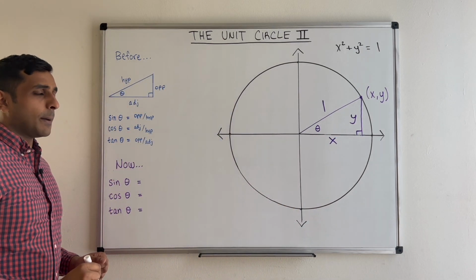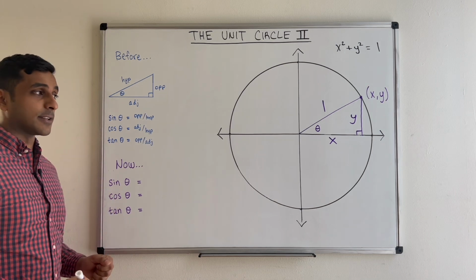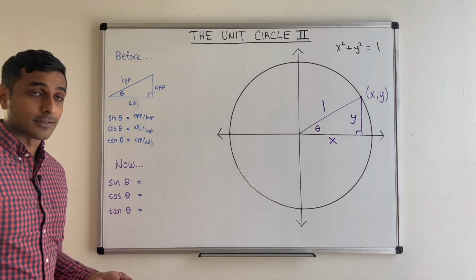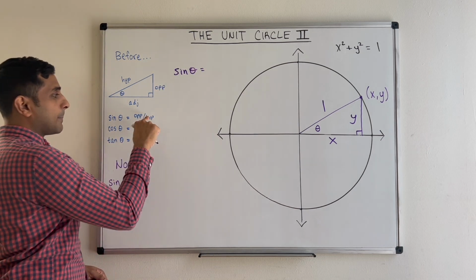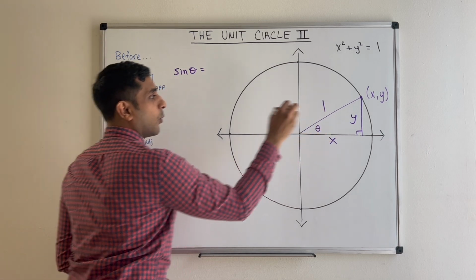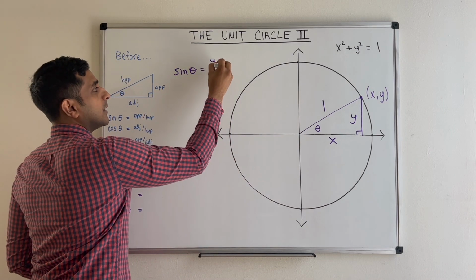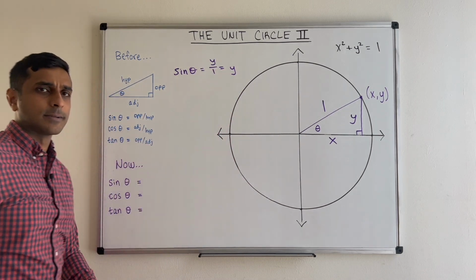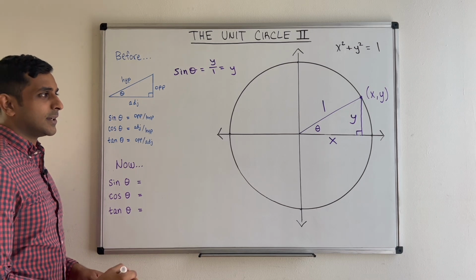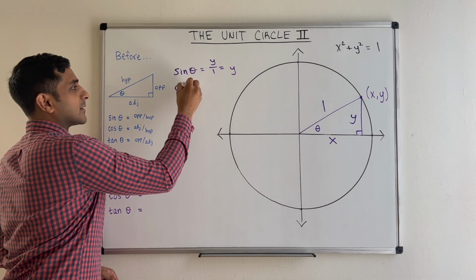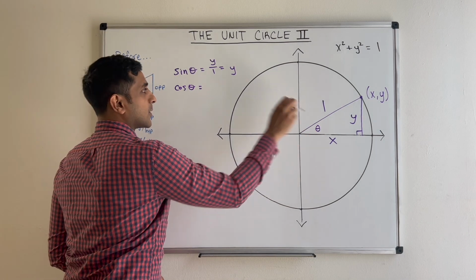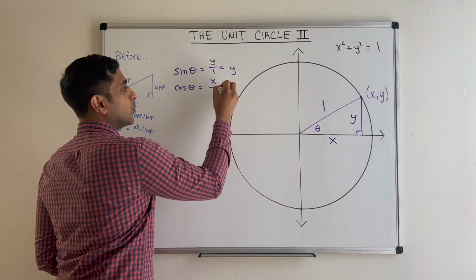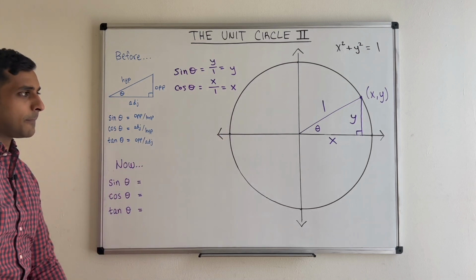Okay. Based on our current definition of sine of theta, what is sine of theta? So sine of theta is opposite over hypotenuse, so that would be y over 1. That would just be y. Interesting. What about cosine of theta? Well, that's adjacent over hypotenuse, so that's x over 1, which would just be x.